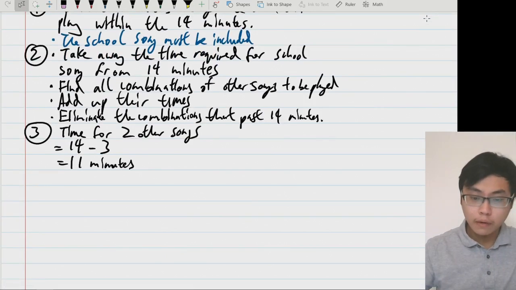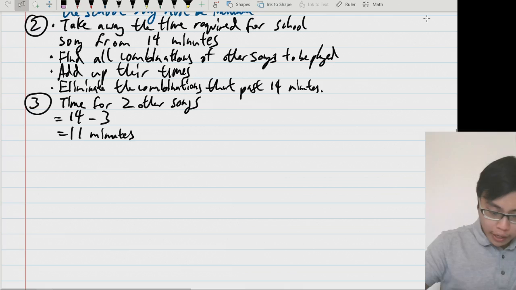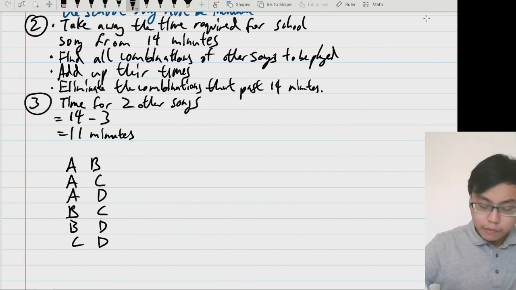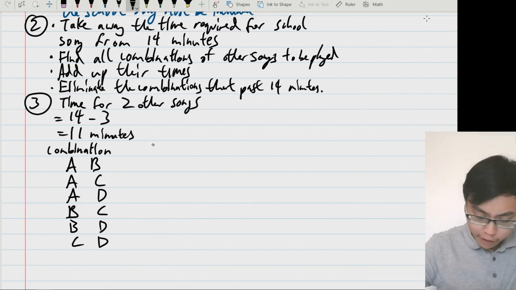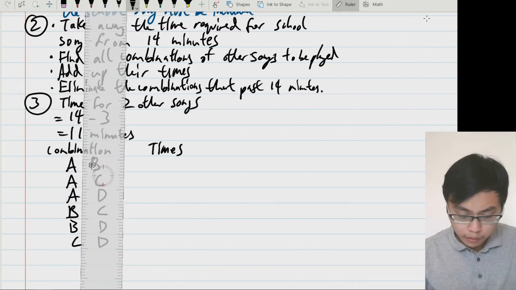Then we want to list out all the combinations of songs: A, B, A, C, A, D, and then B, C, B, D, and then C, D. Let's go ahead and do that. This will be the combination, and then next we have the time. We want to add up the two times together.